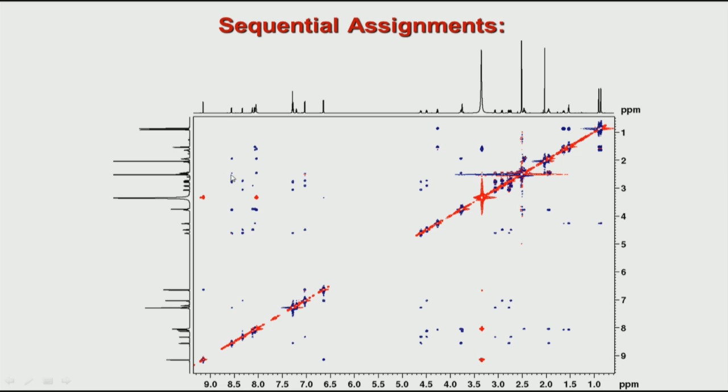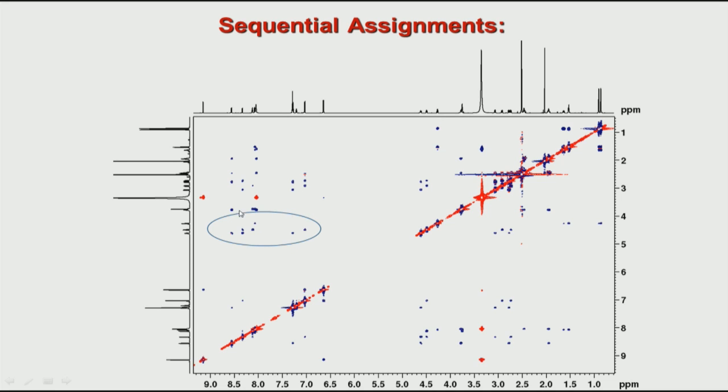Based on that, one can go from I to I minus 1, then from I minus 1 to I minus 2 and so on, like we saw in the last class, and that helps you to establish a link between two neighboring amino acids, and that is what is important when we want to do sequential assignments. So, let us see how we can do that.